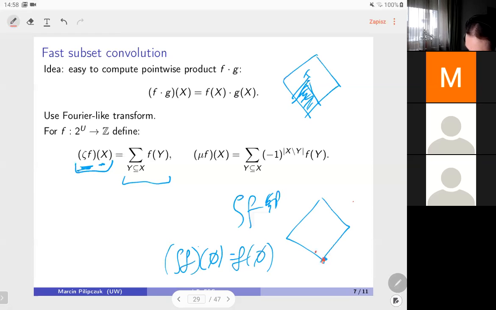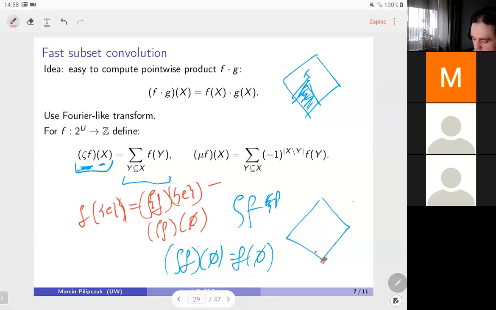Then let's take one element. So let's look at f of one element, say e. Then this will be zeta f of this element minus zeta f of the empty set. Yeah, because zeta of one element is this value plus this value. So you can recover the single element sets, and you can continue like that.